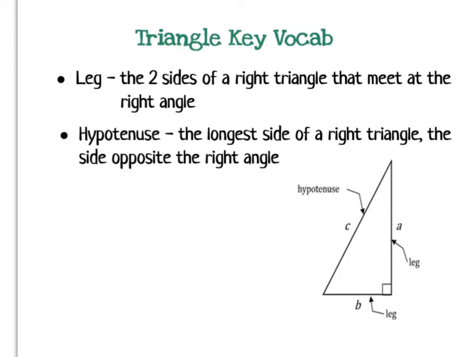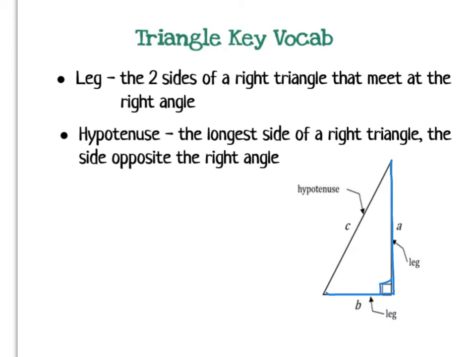The legs are two sides of a right triangle that meet at the right angle. So A and B, we consider legs. They're two sides of my triangle and they meet at the right angle.